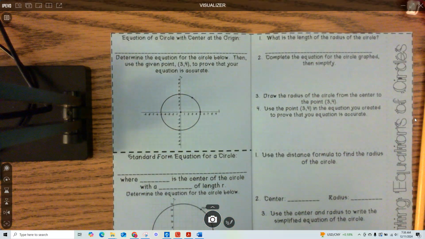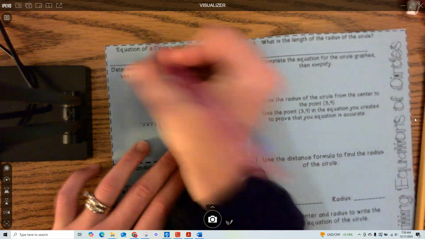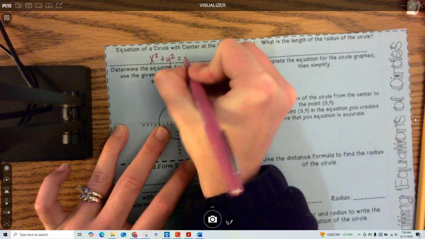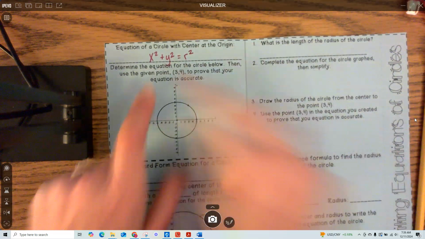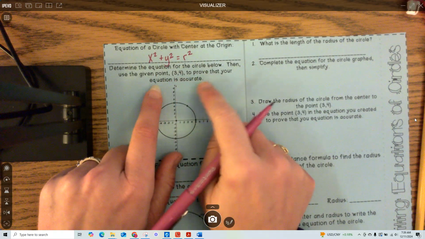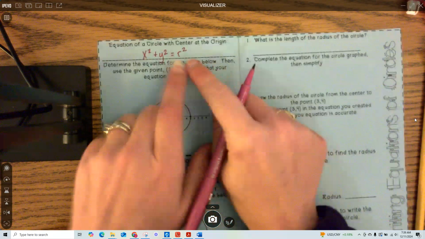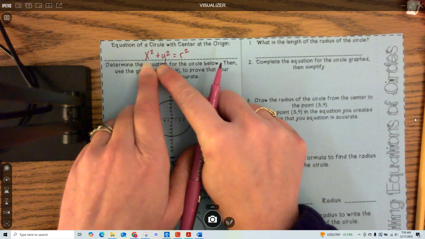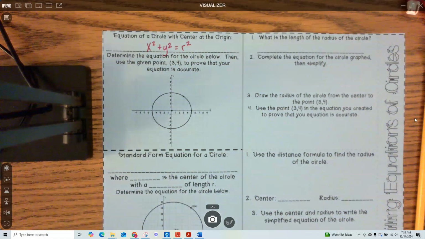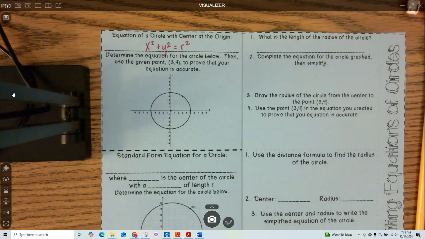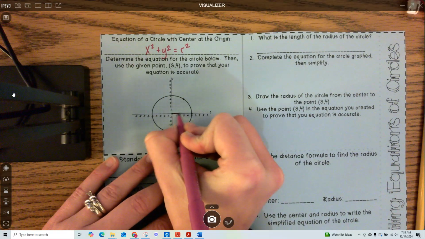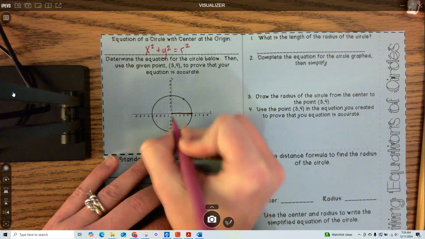So the equation of a circle with the center at the origin is x squared plus y squared equals r squared. So determine the equation for the circle below, then use the given point (3, 4) to prove that your equation is accurate. Okay, x and y stay. Those aren't going to change. R stands for radius. So we need to find the length of the radius of the circle. So we can do that by going from the center to the edge and counting how many spaces.